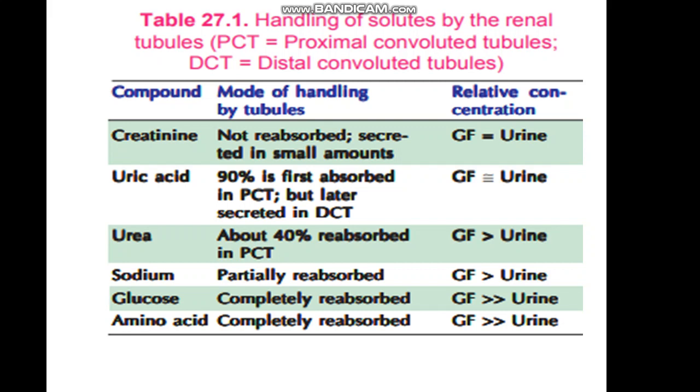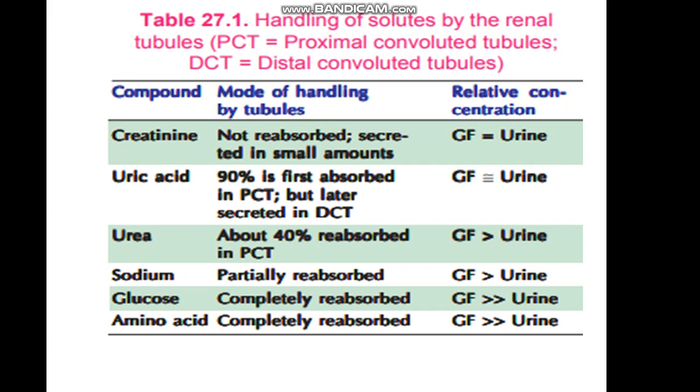Normal GFR for young adults comes to be 120 to 130 ml per minute per 1.73 meter square. It is expressed in ml per minute per surface area, that is 1.73 meter square. After 70 years of age, 25% of people have GFR less than 60 ml. GFR cannot be measured directly.